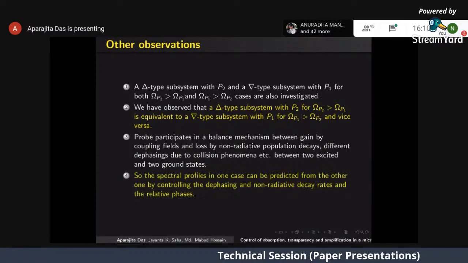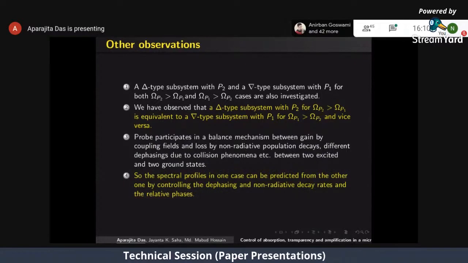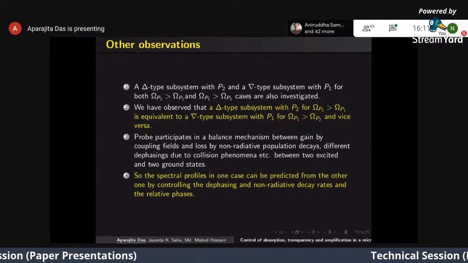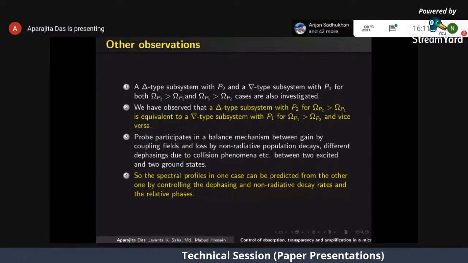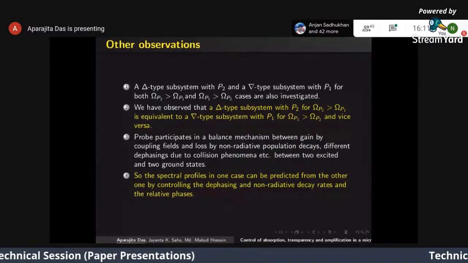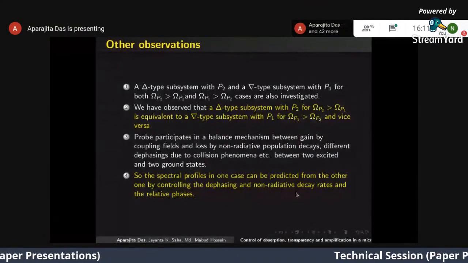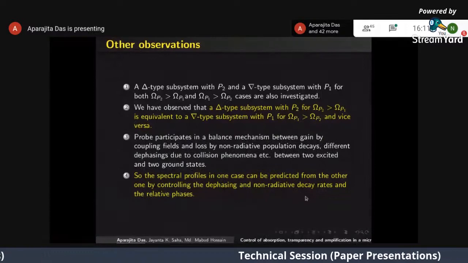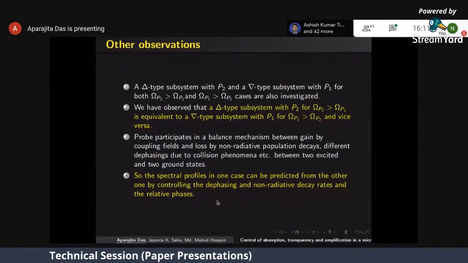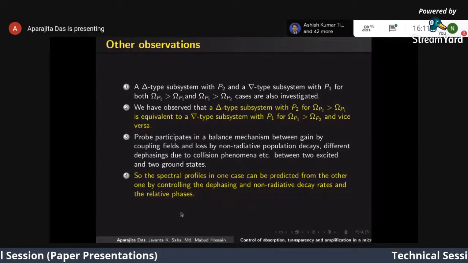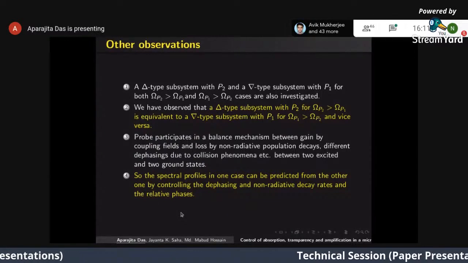So the spectral profiles in one case, say when P1 is greater than P2, can be predicted from the other one, that is, when P2 is greater than P1, by controlling the dephasing and the non-radiative decay rates that are present in the medium, and by changing the relative phases between the three fields.